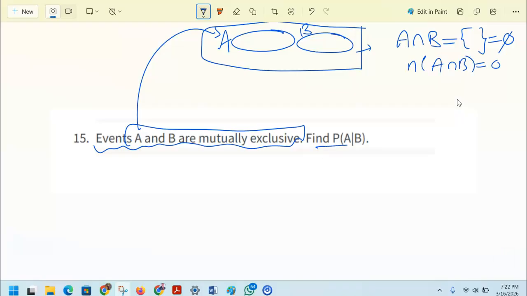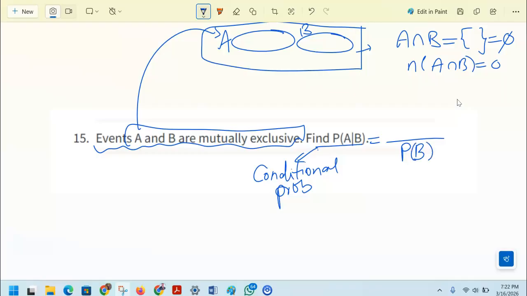Now the question is to find this by conditional probability, by the definition of conditional probability. This can be written as a ratio where the probability for B occurring is in the denominator, and the top one is the probability of A and B.